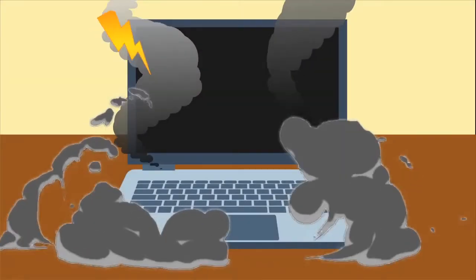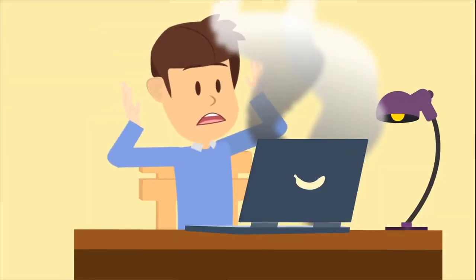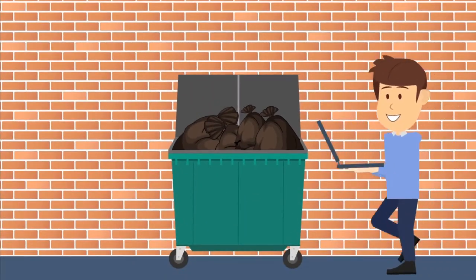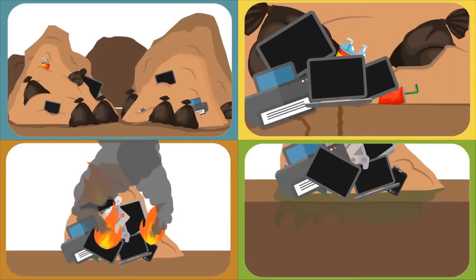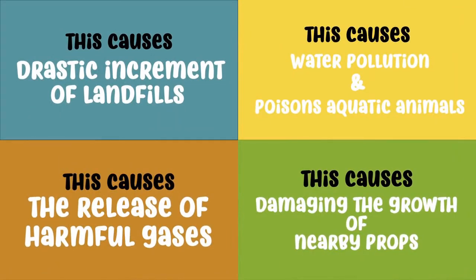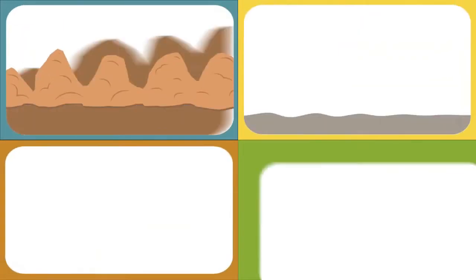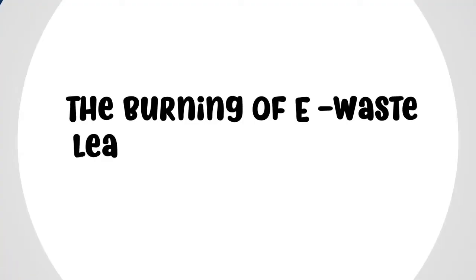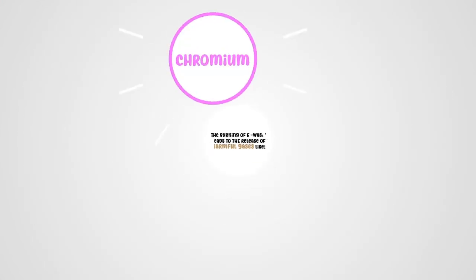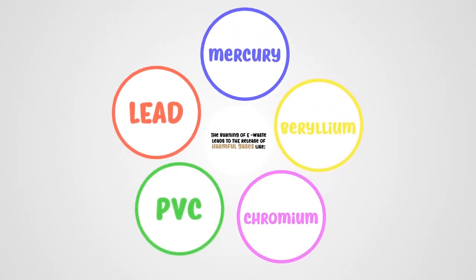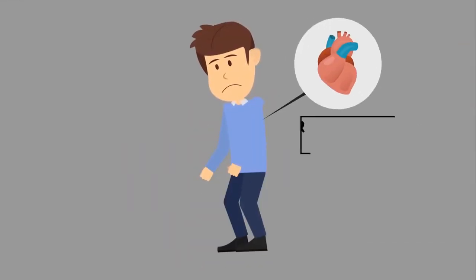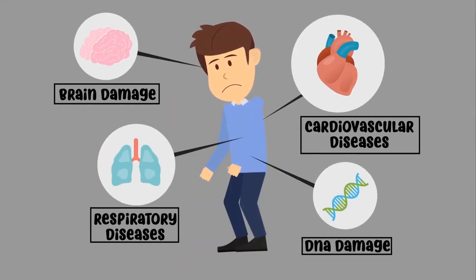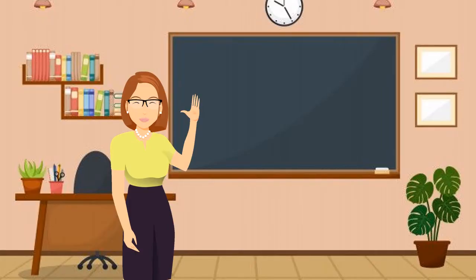All computer hardware is considered as electronic waste when it becomes out of use or is discarded. When we dispose of these tools improperly into the environment, it can cause great damage to the environment. The burning of e-waste leads to the release of harmful gases like chromium, beryllium, PVC, lead, mercury. It can cause brain damage, DNA damage, lung cancers, and kidney damage. Since these hazards can cause damage for generations, they must be disposed of properly.